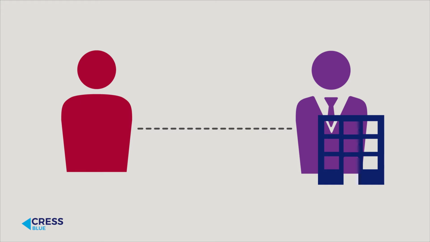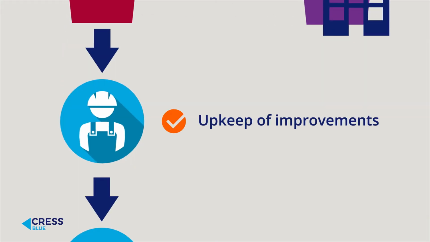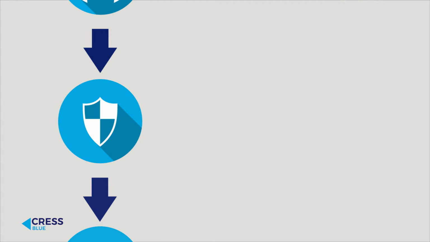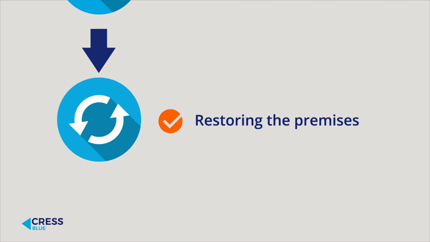The tenant is responsible for the upkeep of the improvements. The tenant is responsible for purchasing insurance, covering the cost to rebuild the improvements if the building is damaged. Based on lease terms, the tenant may also be required to remove the improvements and restore the rented premises to their original condition at the end of their lease.